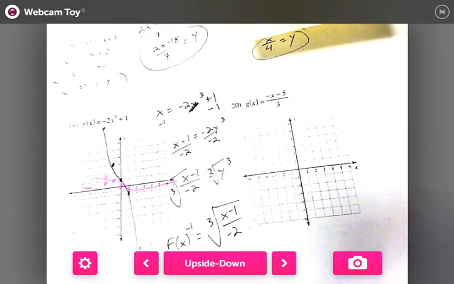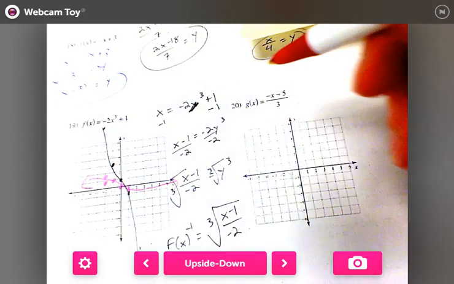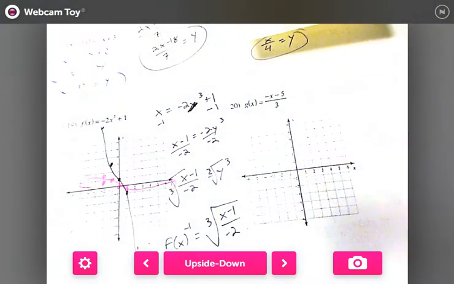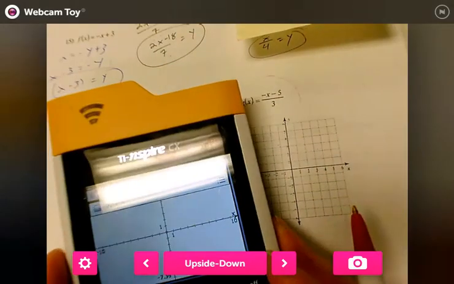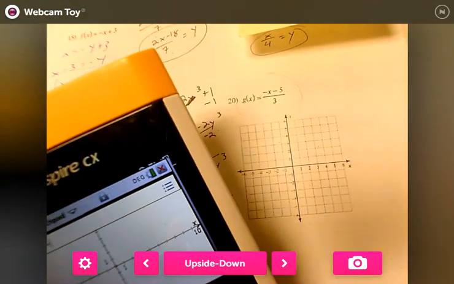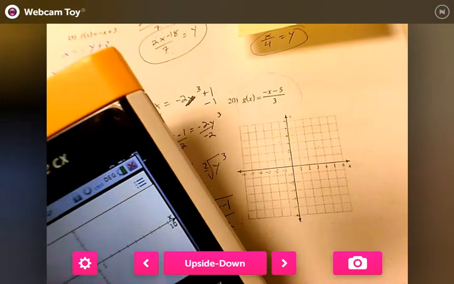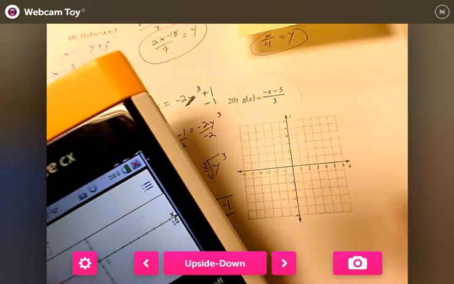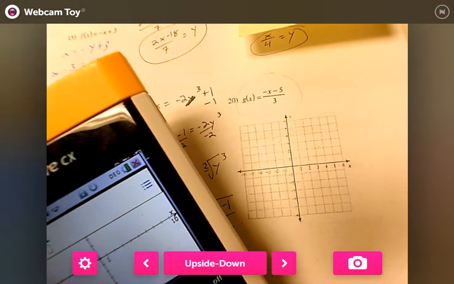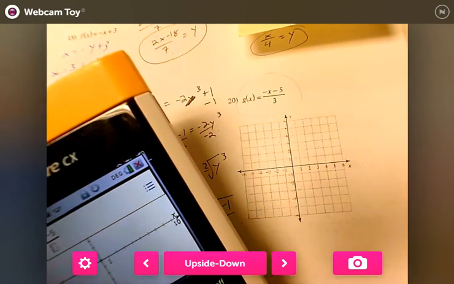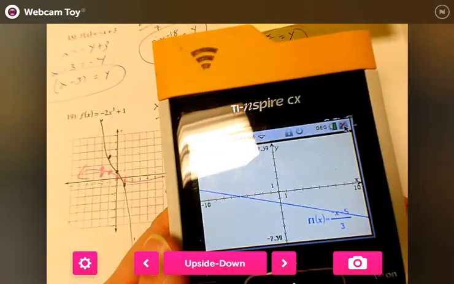So, I highly recommend when you have a graph problem like this, it's asking you to do 3 things. 1, graph the original problem. 2, find the inverse. 3, graph the inverse. So the first thing we're going to do is graph this. I'm going to type in negative x minus 5 over 3. And a graph shows up, right?